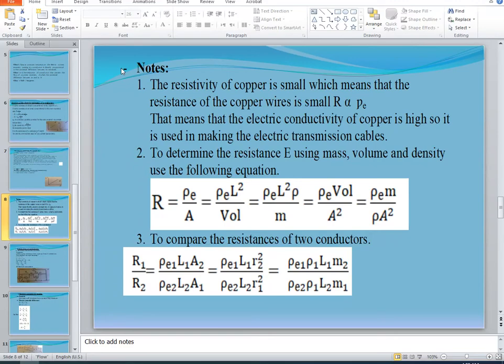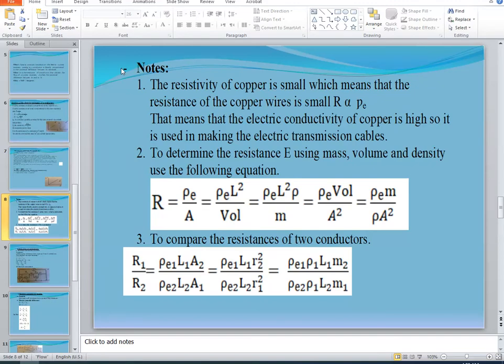That means the electric conductivity of copper is high. So it's used in making electric transmission cables because its conductivity is very large. This means the collisions will decrease as much as we can, and the temperature will decrease, and this is very good. Now let's move to the next point, to determine the resistance by using the mass, volume and density.